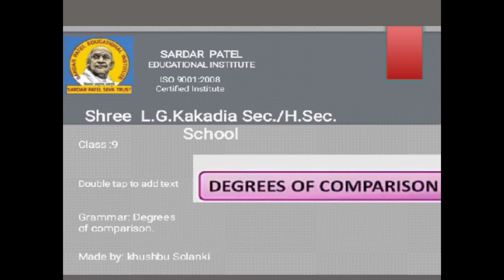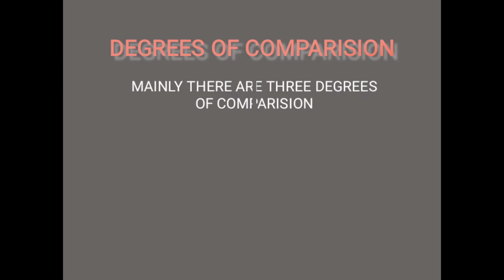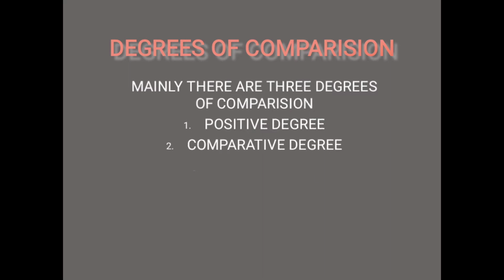Hello, good morning students. Today we are doing the next topic of grammar, and the name of the chapter is degrees of comparison. I think when we studied in the Zoom and online lectures, we had once gone through this topic. Mainly there are three degrees of comparison. The first one is positive degree, the second one is comparative degree, and the third one is superlative degree.